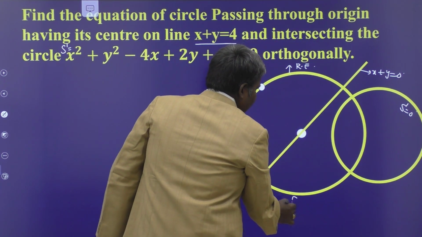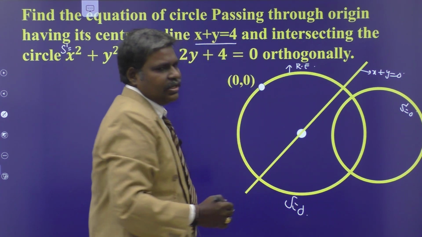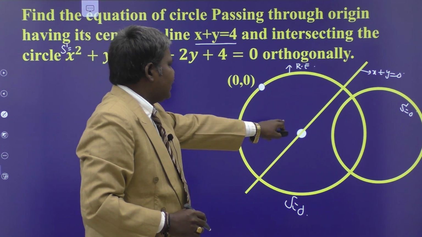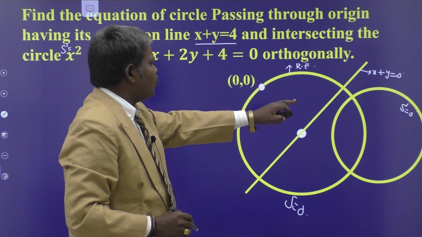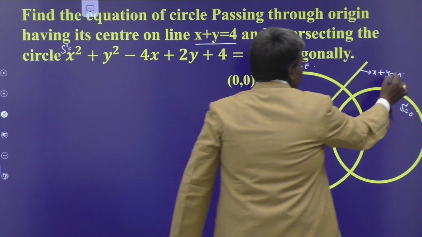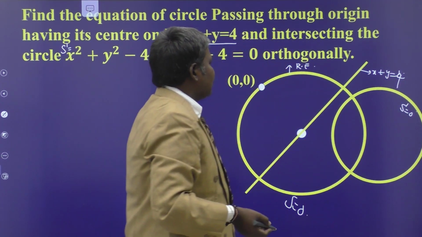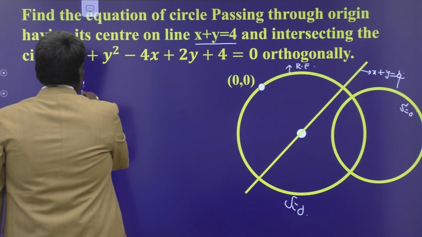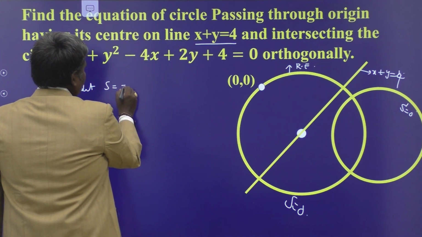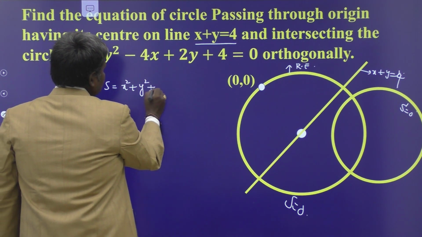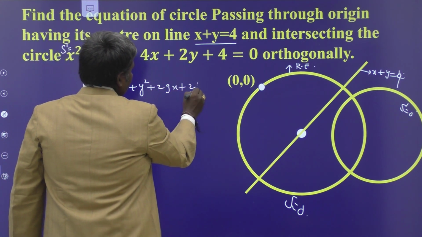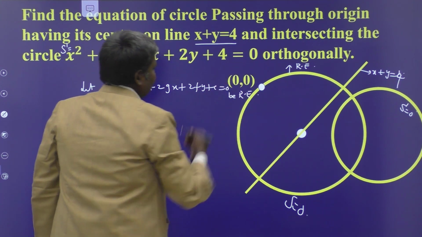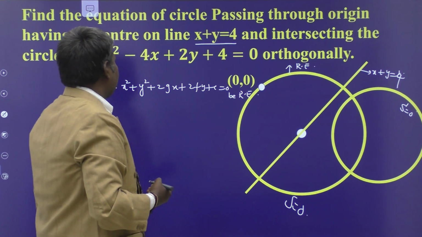So the required equation is S equal to 0. S equal to 0 is the required equation of the circle that is passing through the origin, and its center lies on x plus y equal to 4, and it cuts orthogonally S dash equal to 0. Okay, let's start in this manner. Let S equals x square plus y square plus 2gx plus 2fy plus c equal to 0 be the required equation of the circle.